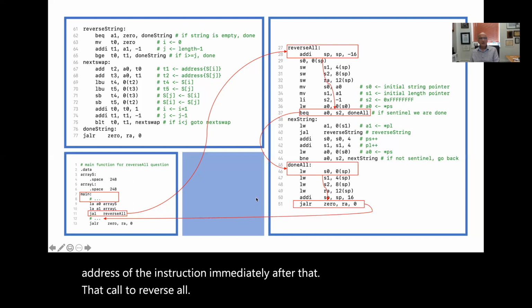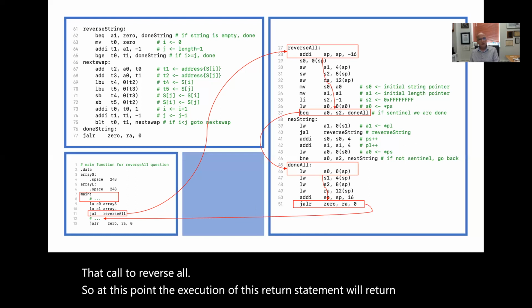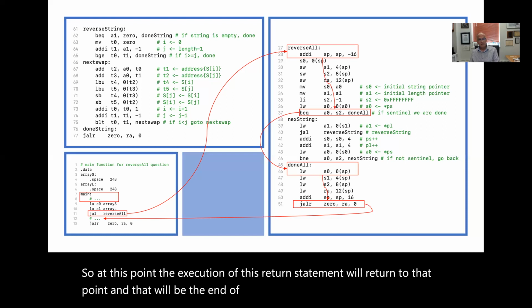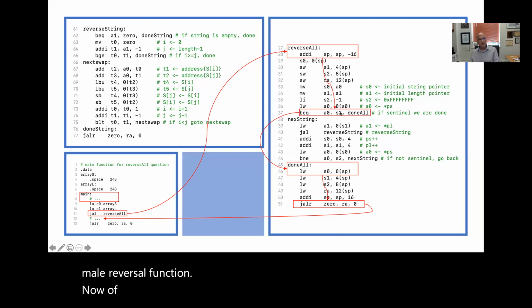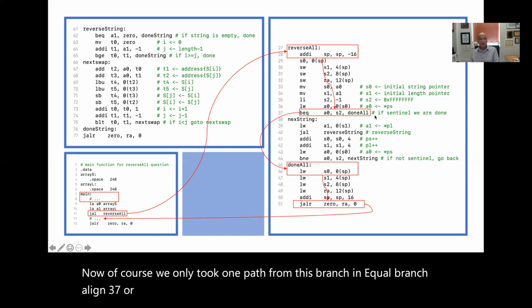So at this point, the execution of this return statement will return to that point, and that will be the end of the execution of the reverse all function. Now, of course, we only took one path from this branch equal branch at line 37 of reverse all. There's another path that could be taken.